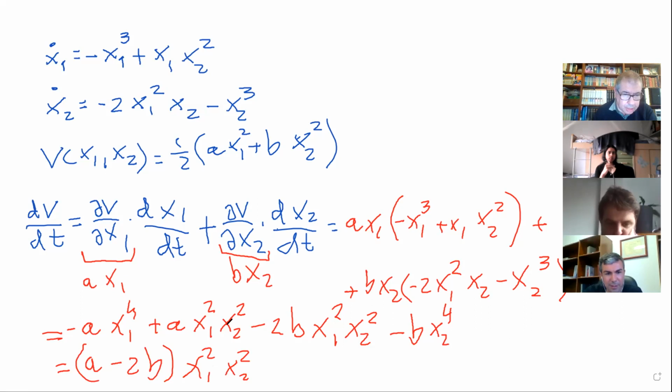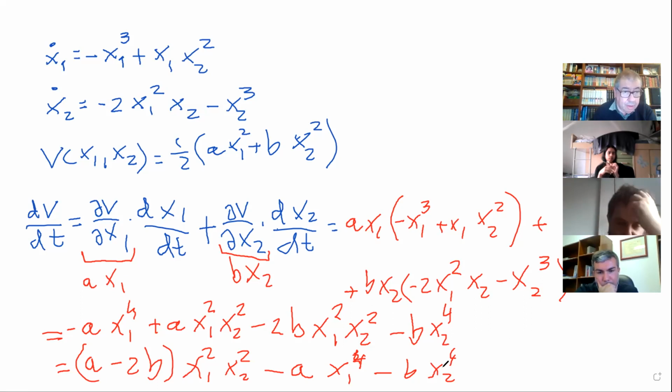Then the terms in the middle: minus a x1 to the 4, sorry, yes, 4, minus b x2 to the fourth. So, nice choice of A and B.